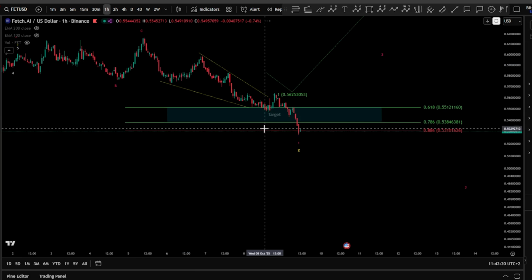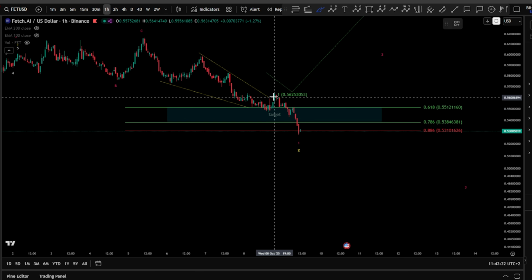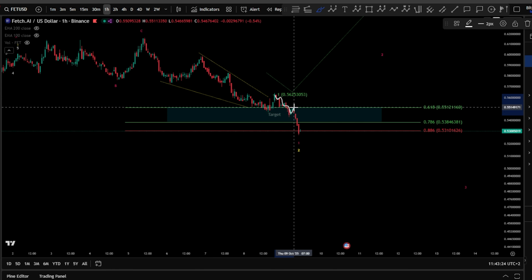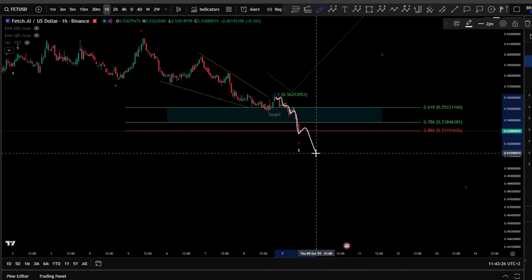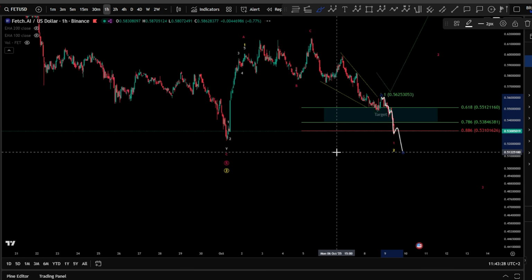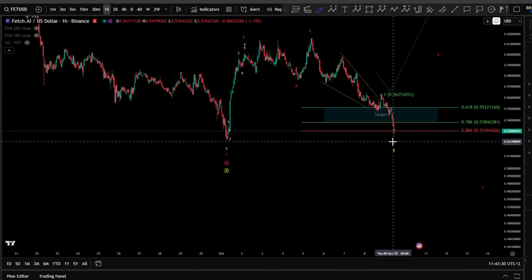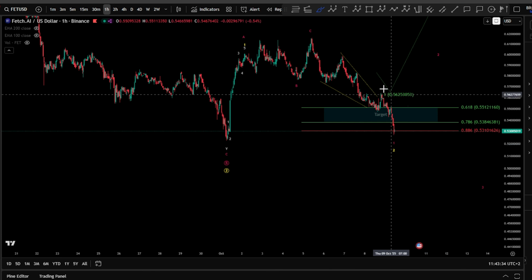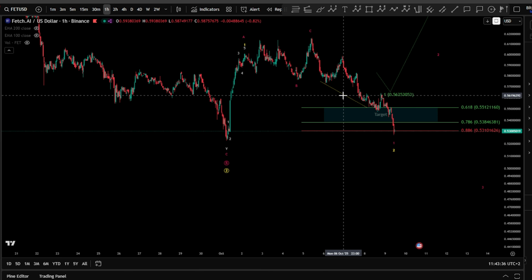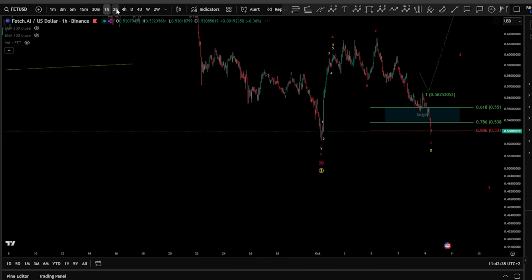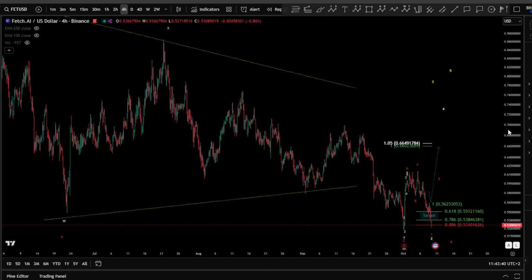Now, internally, this wave even is not finished yet. You see, of course, a potential 1, 2 here, and 3, 4, and a 5 still to be unfolding, meaning the low is going to be taken. Okay, so the low is going to be taken there. And yeah, this also for FET doesn't look good.